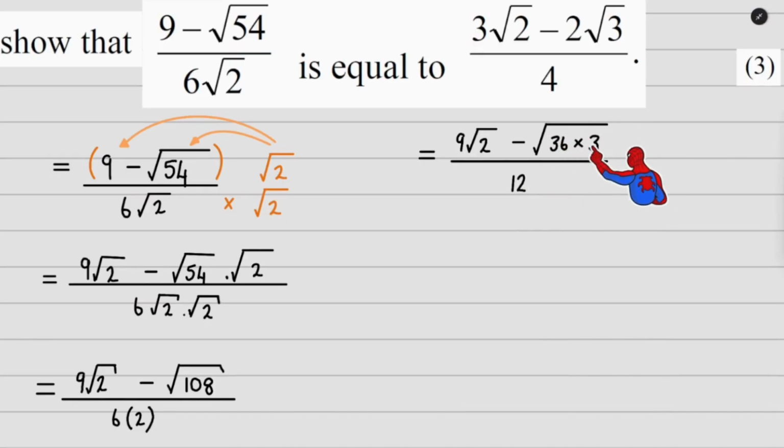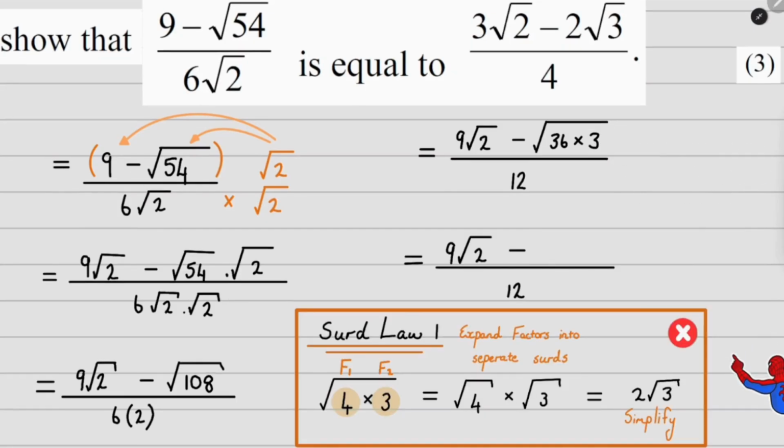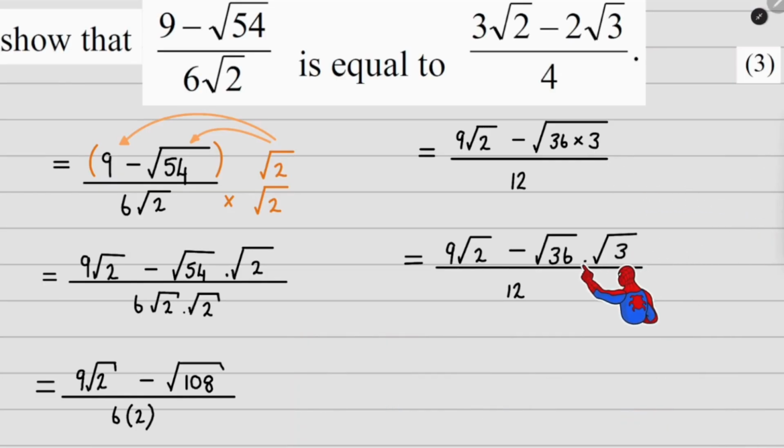Over here, I'm going to use a third law to split that up. Okay, and then just running through that third law one last time, I can split up my different factors into 2 separate square roots. So I'm going to split this up into the square root of 36 times the square root of 3. Right, and while we're here, the square root of 36 is just 6. Okay, and we are almost there.